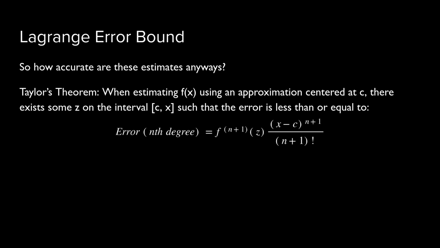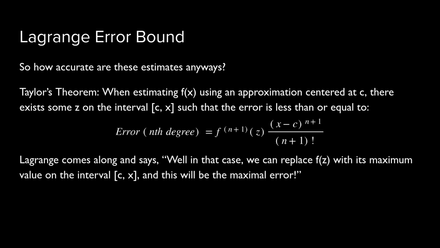So all we need to do is maximize this value, which means that we just pick a value of z that maximizes the n plus 1th derivative of f at z, and that will be the maximal error that we'll have. So to calculate this, we maximize the n plus 1th derivative of f on the interval from c to x, and we multiply by the term on the right, and that gives us the maximal error that our approximation will have. So that means our approximation plus or minus this error, the actual value of the function will be within this interval. So that lets you say with pretty good certainty how close your approximation is to the actual value.